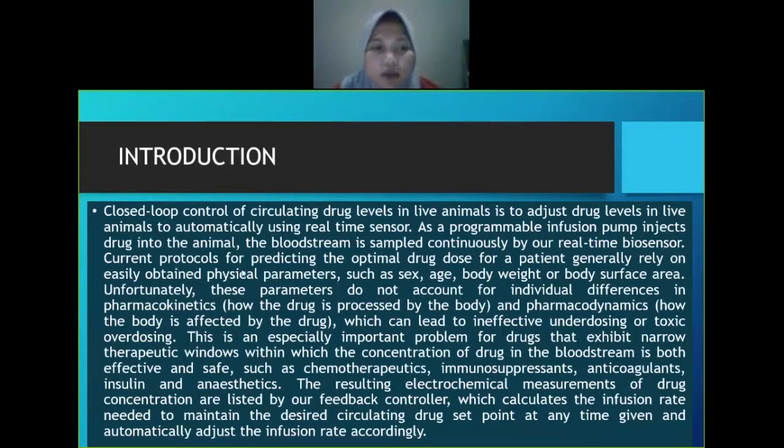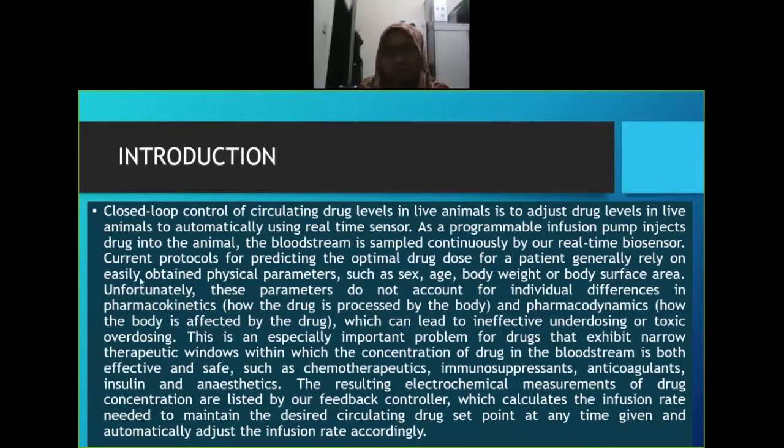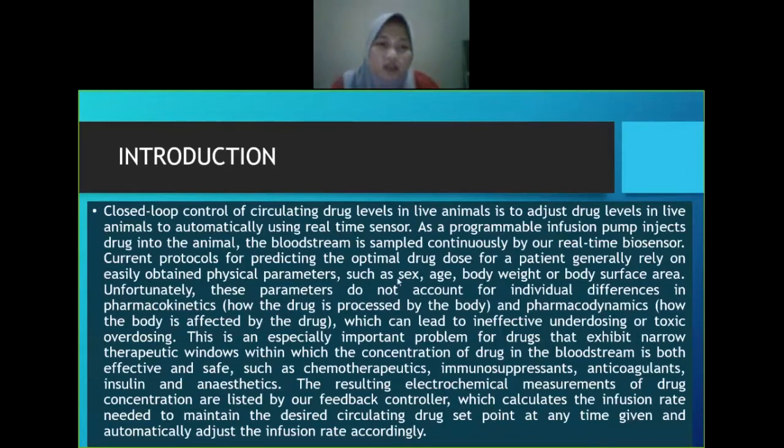Current protocols for predicting the optimal drug dose for a patient generally rely on easily obtained physical parameters such as sex, age, body weight, or body surface area. Unfortunately, these parameters do not account for individual differences in pharmacokinetics, that is how the drug is processed by the body, and pharmacodynamics, how the body is affected by the drug, which can lead to ineffective underdosing or toxic overdosing.